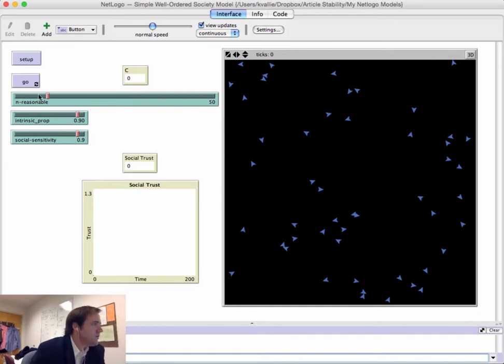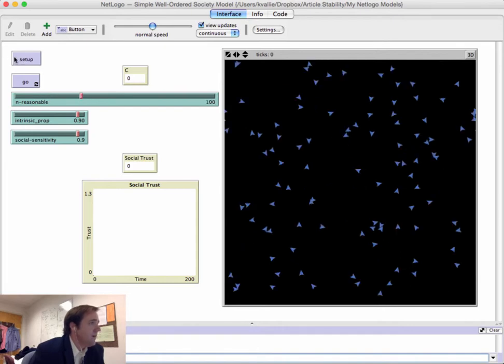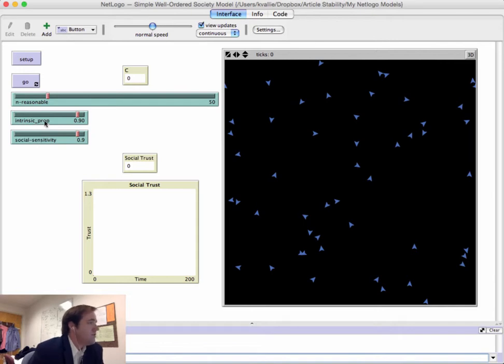Now you'll see on this first parameter here that I can change the number of reasonable agents in the system. So it started at 50. So when I press Setup, it creates 50 agents. If I increased it to 100, it'd create 100 different agents. These next two parameters determine the basic disposition and decision-making heuristic of the agent. These agents, since they're reasonable, are not particularly focused on doing the best for themselves. They're essentially playing trust games.